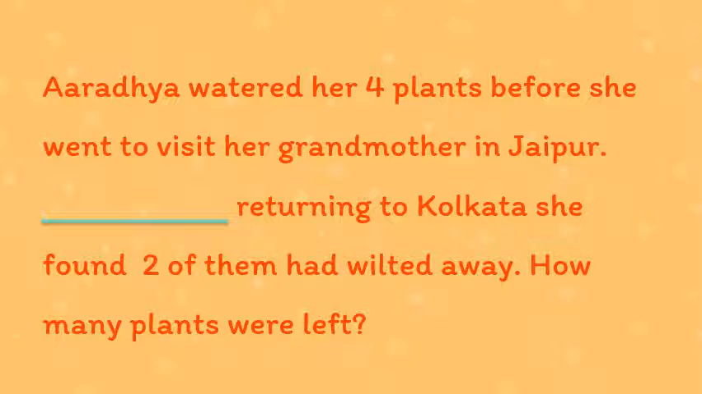And for our last sum, here, after returning to Calcutta, Aradhya found that 2 of them had wilted away. So how many are left? Yes, you are right. It is a subtraction sum and a very simple one. 4 minus 2 is 2. Wonderfully done, children.